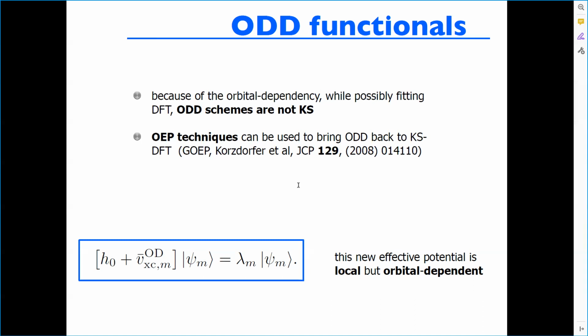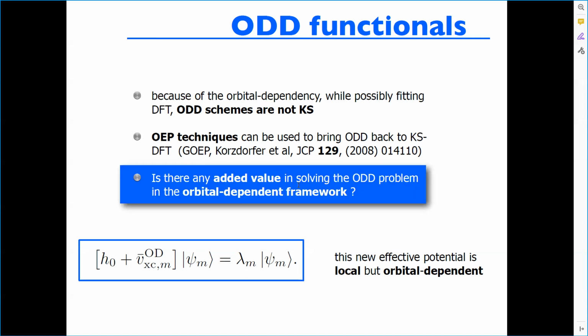In principle, you could minimize that subject to the condition of having a single potential, as is done for the regular OEP. This one is slightly different, they call it generalized, but in principle, that's feasible. But typically you don't want to do this because it's expensive. And the question is, is there any advantage? Is there any reason and any advantage in working within this orbital-dependent framework?